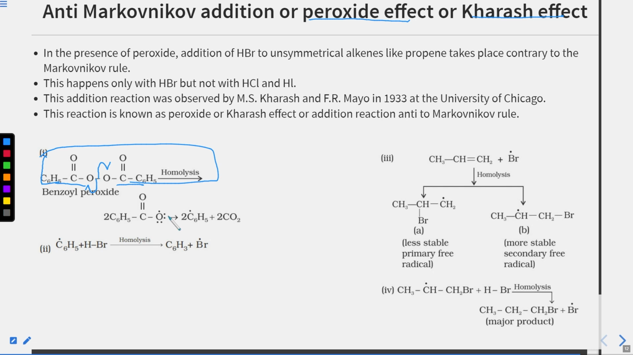What else will we get? We will get this thing decomposed. This thing will get decomposed easily because it is not stable. So we'll get this benzene radical. Here, one H will go and we will get this benzene radical plus CO2. So it will form like this.